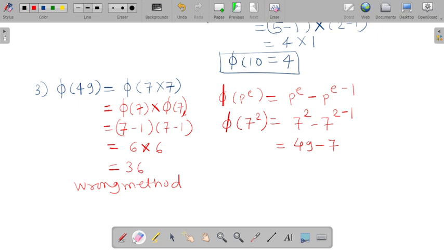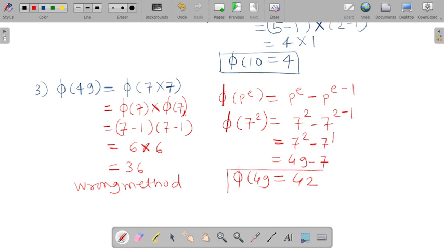You can solve likewise in all the steps. So I am writing here 7 raised to 2 minus 7 raised to 1, that is 49 minus 7 is equal to 42. So the answer for this question, phi of 49, is equal to 42. And this is our correct method.